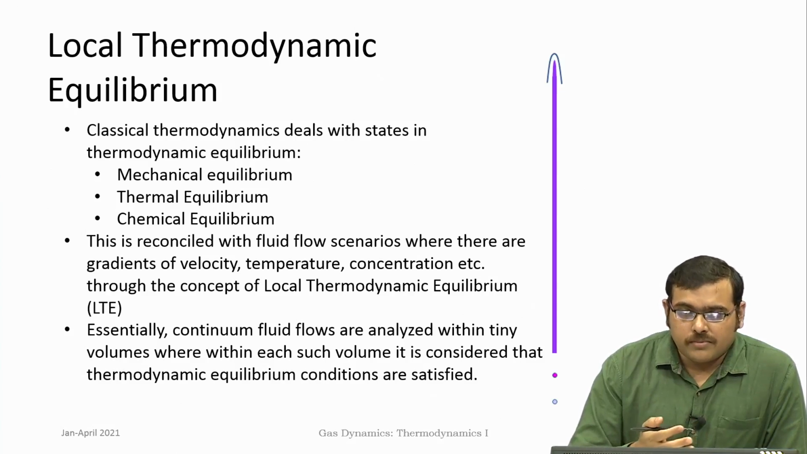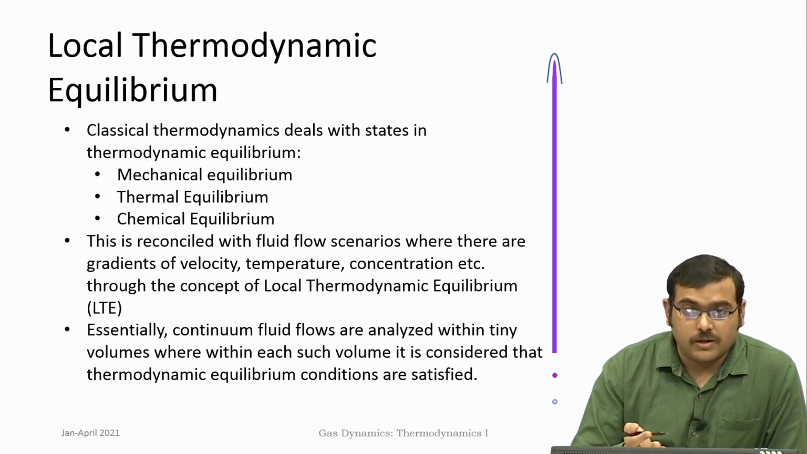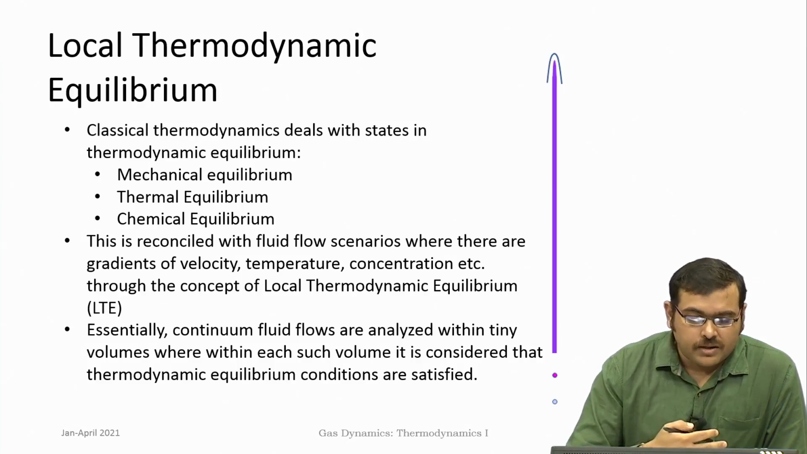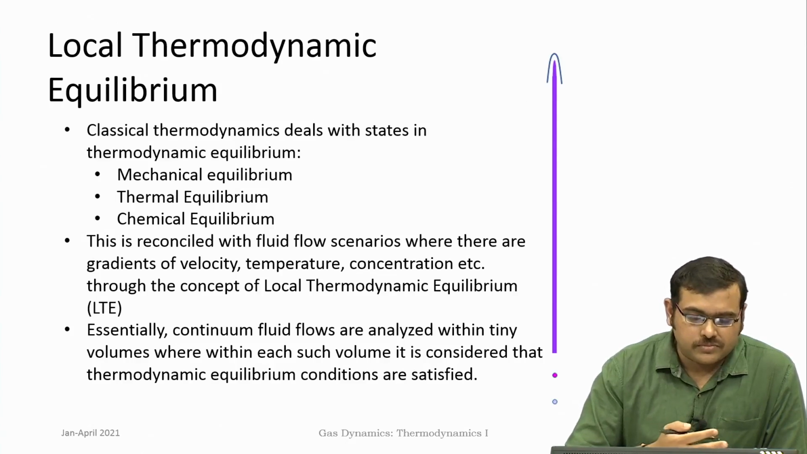Thermal equilibrium comes from the 0th law of thermodynamics, stating that if two bodies are in contact and there is no flow of heat, they should have the same temperature, they are in thermal equilibrium. And chemical equilibrium comes from the fact that there is no change in the composition, the molar composition of a mixture, and that is chemical equilibrium.